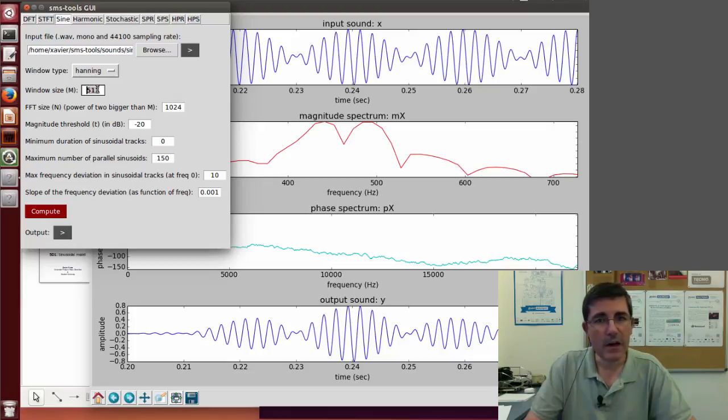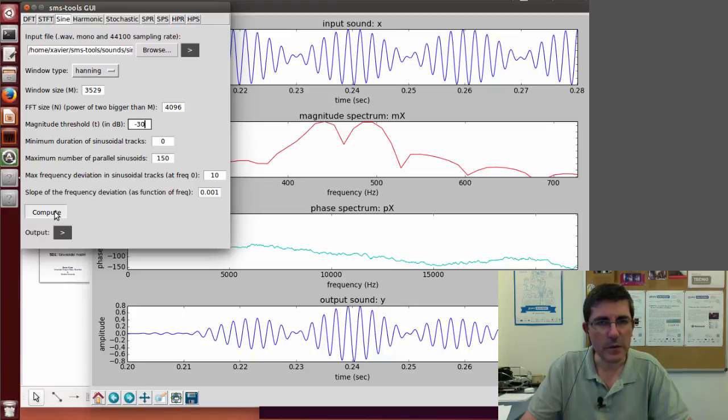Okay, and now we can set up the values as 3529. And again the FFT size 4096. And okay, the rest of the parameters, let's lower the threshold. I think minus 20 maybe is a little too little. Let's just put minus 30, for example. Okay, and let's leave the others the same as we had before.